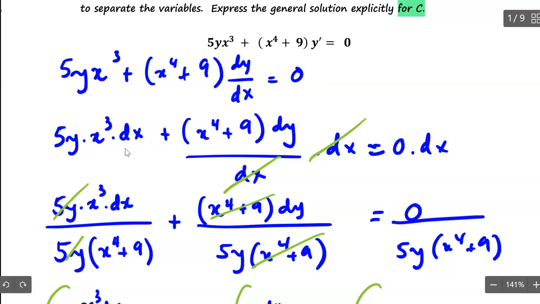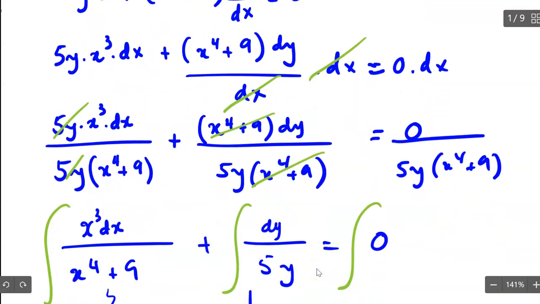Then you multiply by dx on each of these terms, to have dx as the differential factor. And after that, you need to separate the variables by dividing by 5y, and the same thing, dividing by x to the 4 plus 9 as well, to separate the variables at the same time, to have x go with dx and y go with dy. Okay, so this cancels out, I end up with this. This cancels out, I end up with dy over 5y.